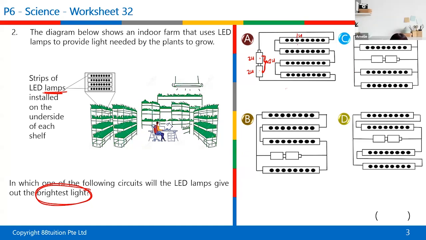So 1 unit, 1 unit, 1 unit, 1 unit. Why? When I have a series arrangement, I have to divide the total amount of electricity by the number of lamps. So each lamp only receives 1 unit of electricity. Javen and Aiman, you understand what I'm talking about? Okay, let's look at B.